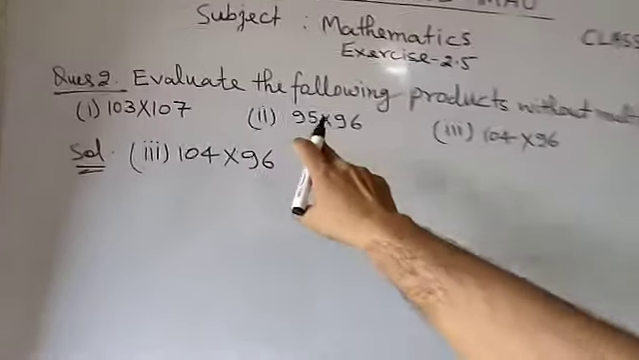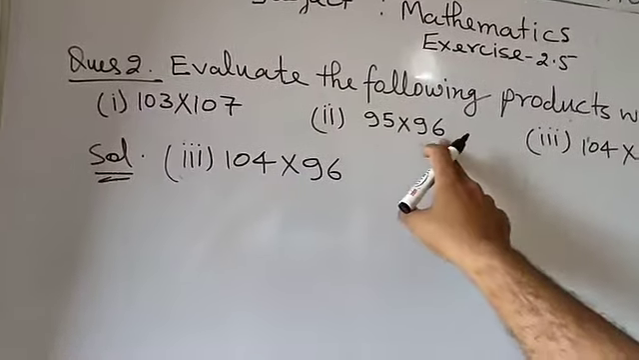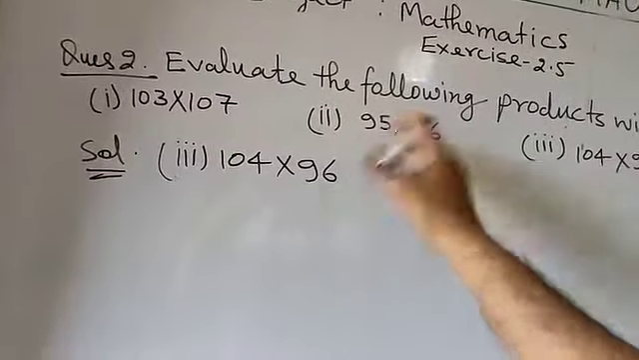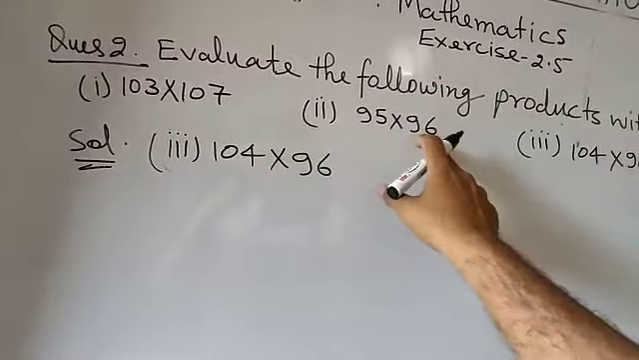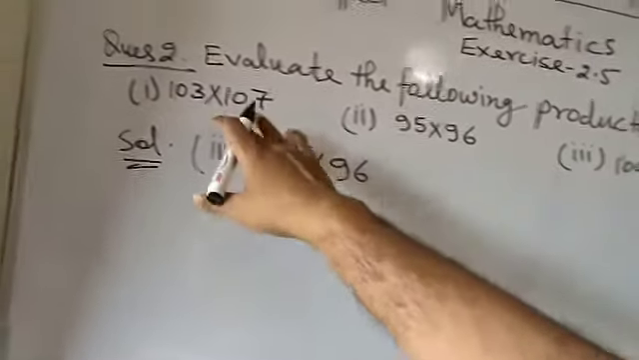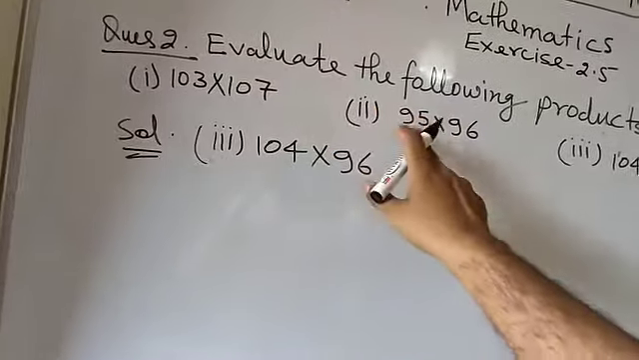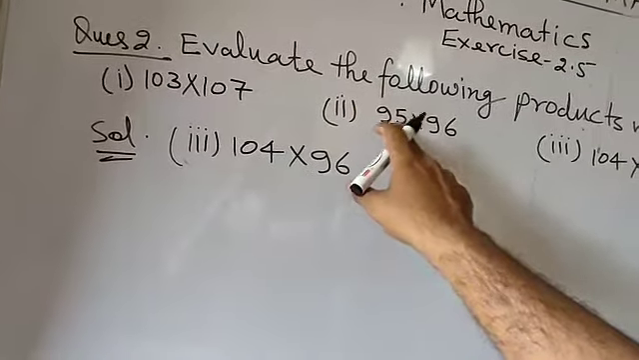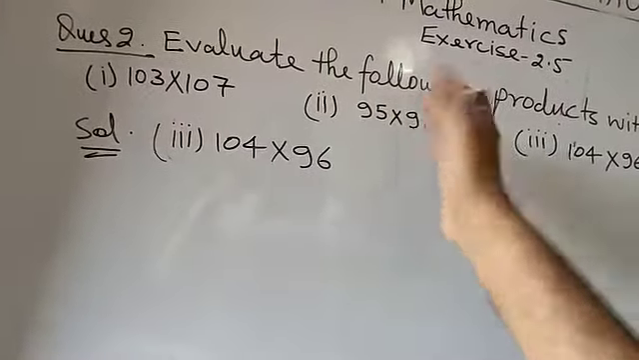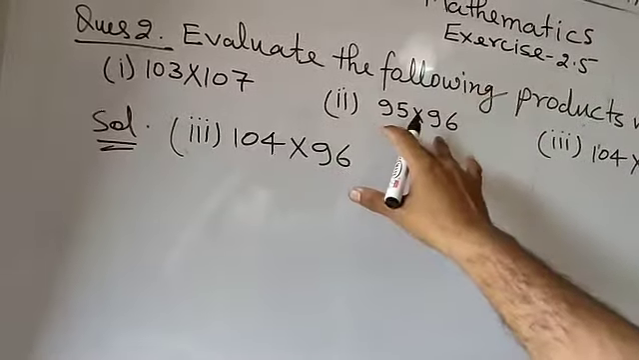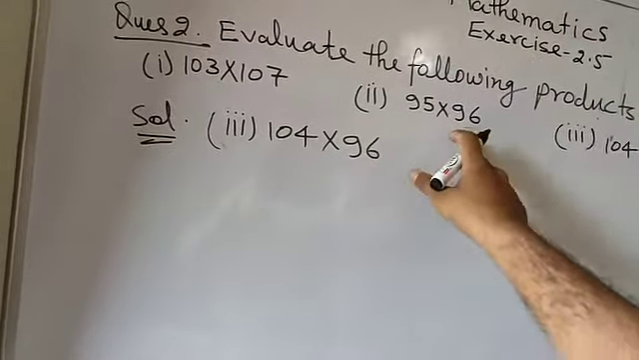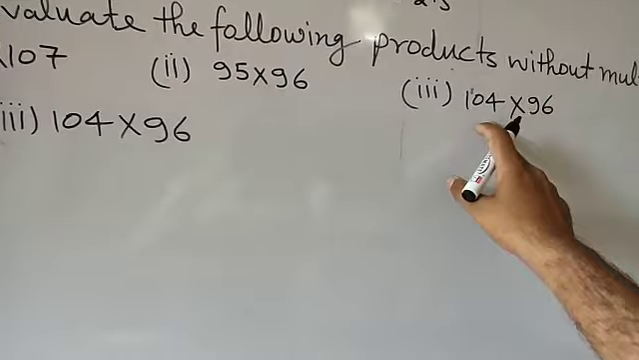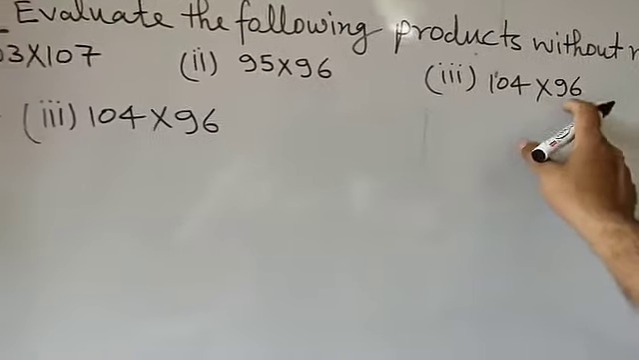In the same way, you will solve the second part also. So students, you need to solve the second part by yourself. 95 into 96, you can solve this in two ways. One, you can write it as (90 plus 5) into (90 plus 6) and solve just like the previous one. You can also write it as (100 minus 5) into (100 minus 4). By any method you solve, the answer will be the same, so you need to solve that by yourself. I am going to solve the third, that is 104 into 96.